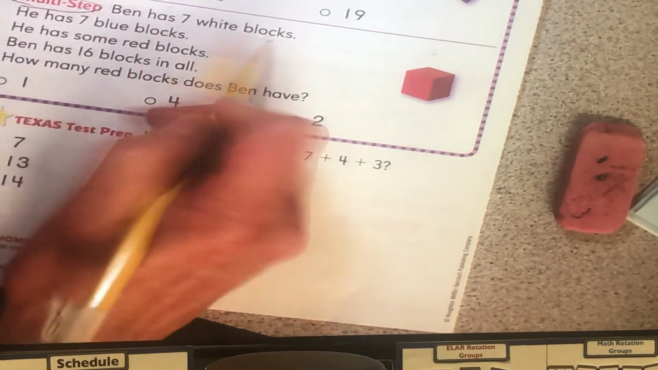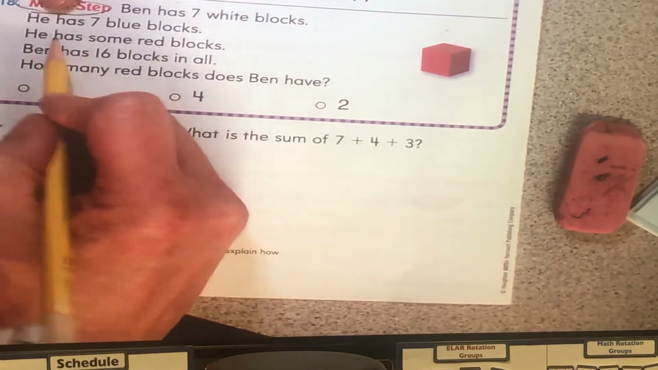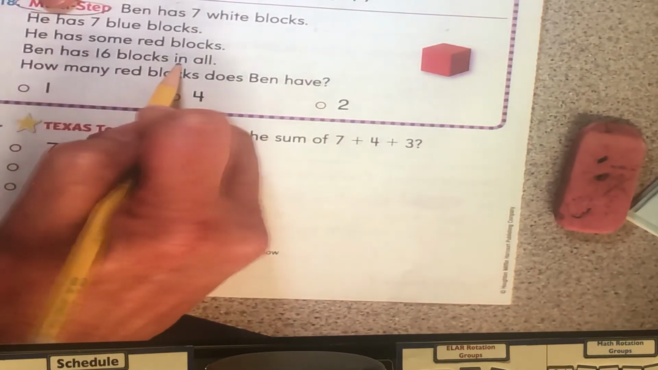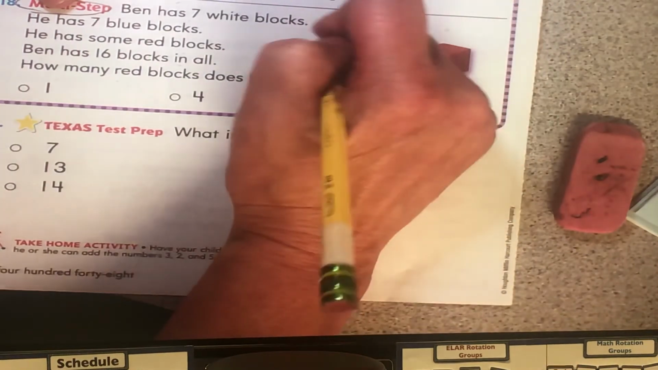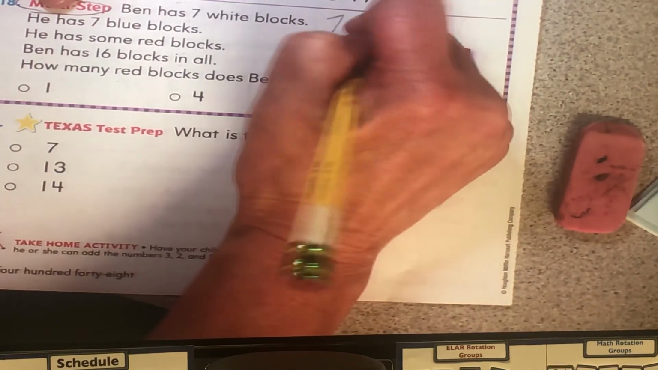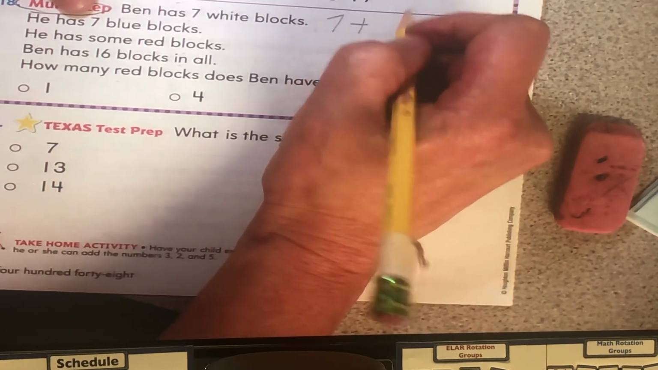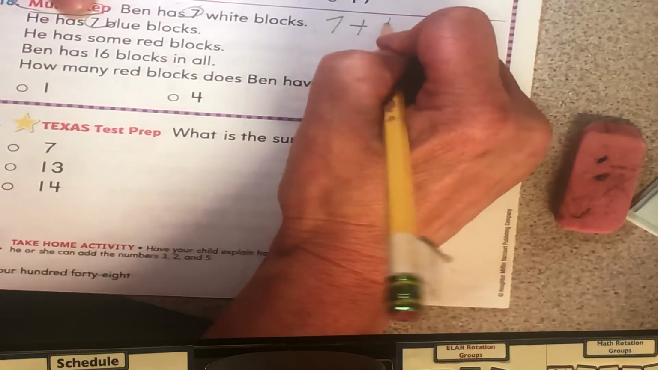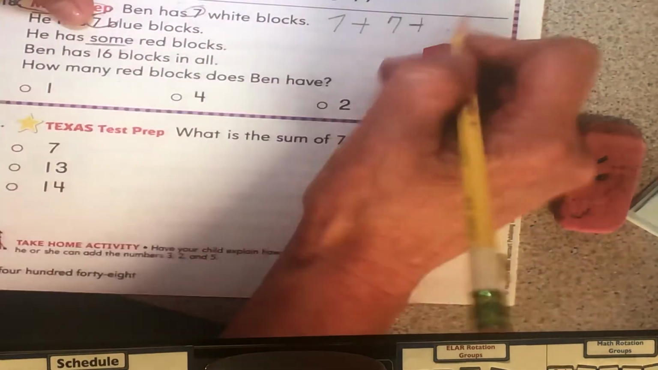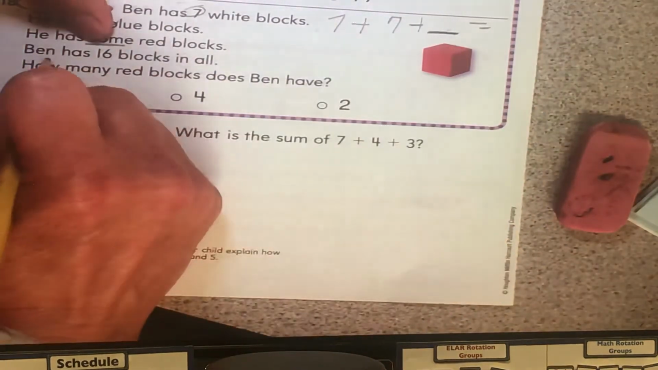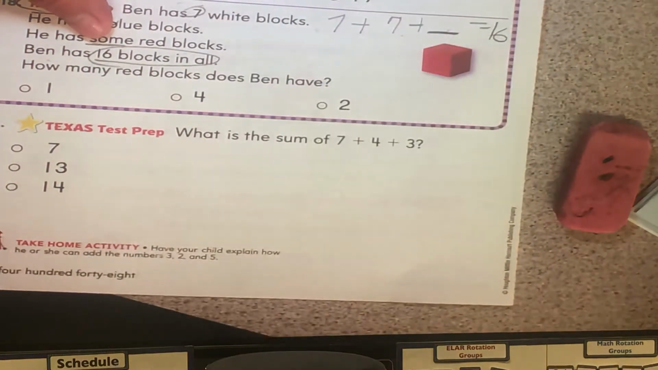Ben has 7 white blocks. Oops, am I getting a little crooked up here? He has some red blocks, and he has 16 blocks in all. How many red blocks does Ben have? Well, if he has 7 white plus some red and 7 blue, right? 7 white and 7 blue plus some red blocks, so that we don't know, we'll put the blank, equals what? 16 blocks in all. So 7 plus 7 plus what equals 16?